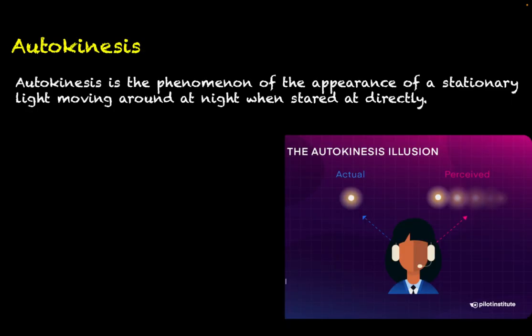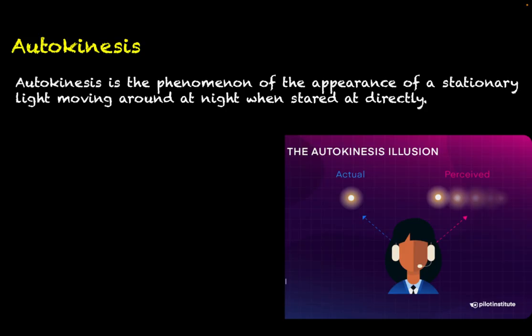Okay, so let's talk about optical illusions. One of the major optical illusions we're going to talk about here is called the autokinetic effect, or autokinesis. This is the phenomenon of the appearance of a stationary object or stationary light moving around at night when stared at directly. This is exactly what I talked about when I said that foveal vision has limitations associated with it. Especially at night when your cones aren't really working, it can be very hard to focus on a light that is right in front of you.